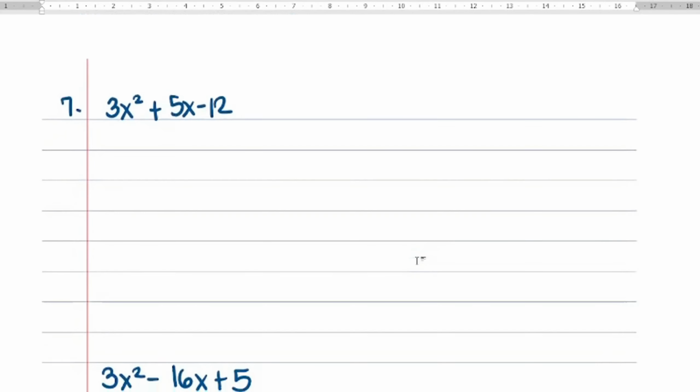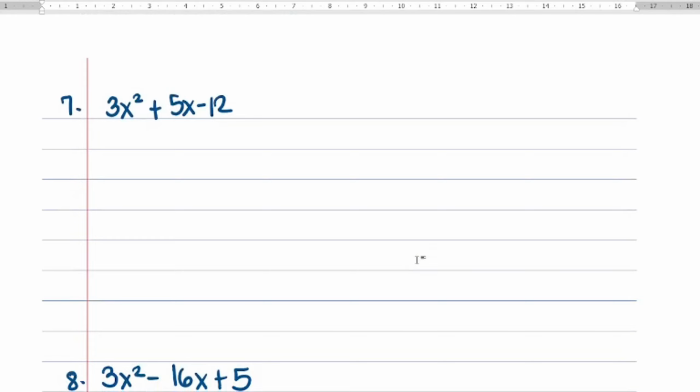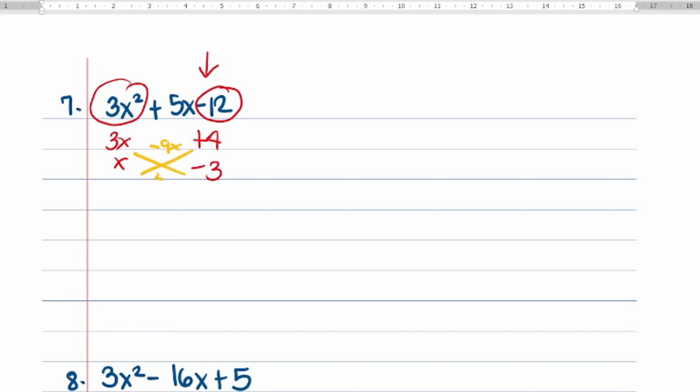Next, number 7, the cross method. So, 3x squared, so that would be 3x and x. Negative 12. Since it's negative, meaning the signs of our factors are not the same, right? So, let's try positive 4 and negative 3. Let's try this one. So this will be negative 9x, this will be 4x. Oh, negative 5x, but we need positive. So, meaning, the signs are reversed.